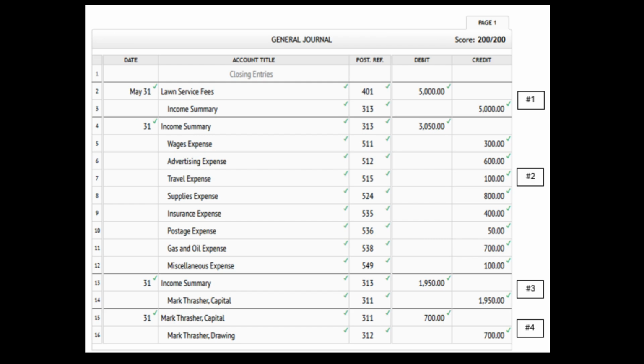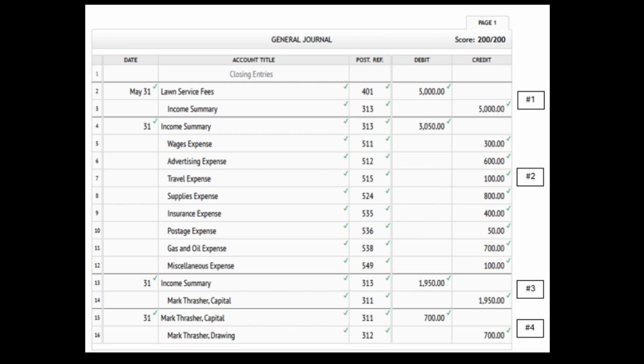In the next section, we have step number 3, which was close income summary to owner's capital. My income summary was a debit entry, so I'm going to put that first. And my capital was a credit entry, so that goes second. When I subtracted revenue minus expenses, on my screen $5,000 minus $3,050, I was left with $1,950. So that's where that number comes from.